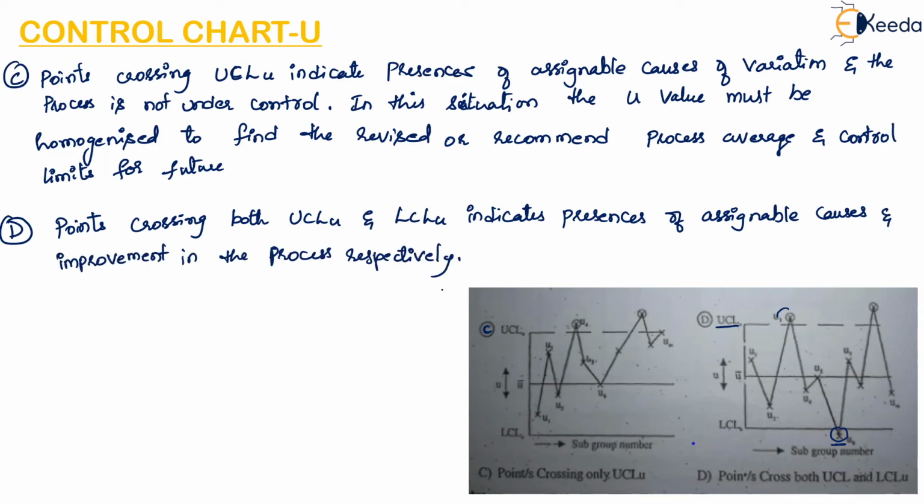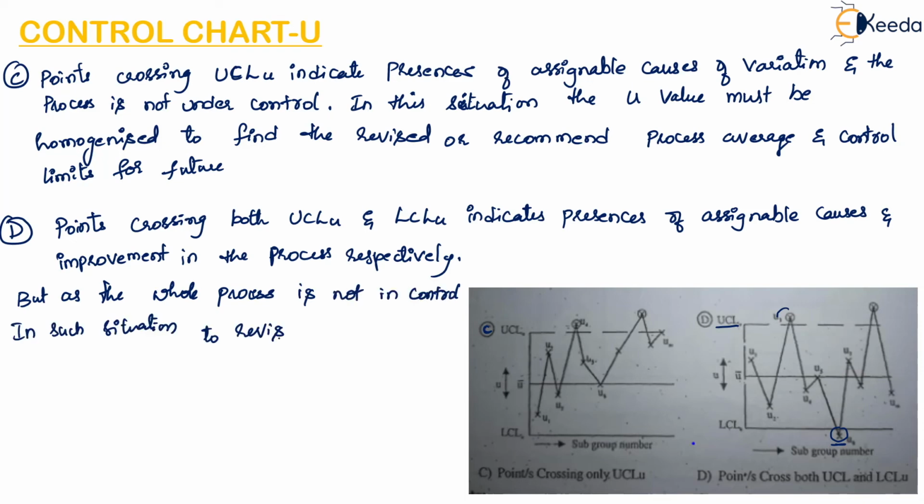But we can see that the whole process is not under control. So in such a situation, to revise or recommend process average and control limits for future, the U value should be homogenized by eliminating only the points which are crossing the upper control limit. So in this way we can eliminate the presence of assignable causes.